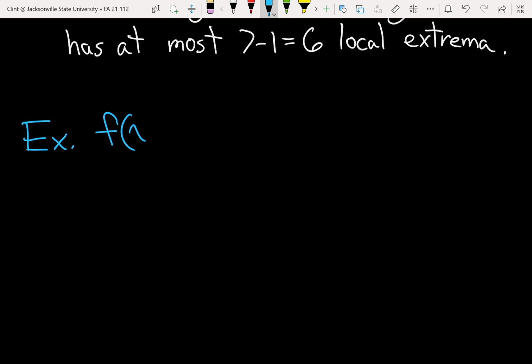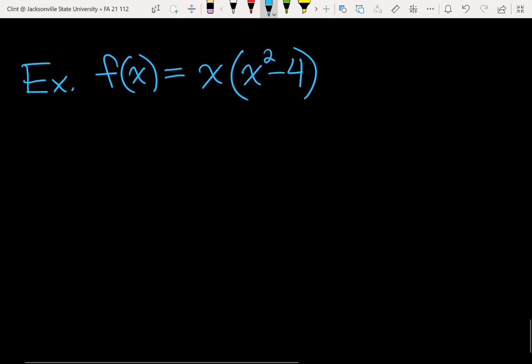So let's look at this one right away. This one's a little bit different. Okay, it's not written in that standard polynomial form. So that makes picking out the degree just a little bit trickier. So the idea is if we want to find the degree of a polynomial that is in factored form. If we have a polynomial that's like this, it's not in that standard polynomial form.